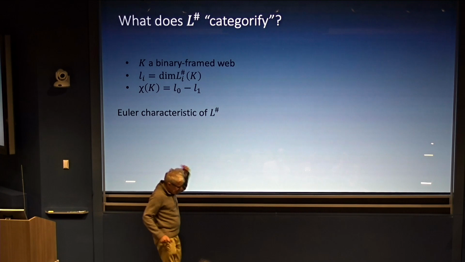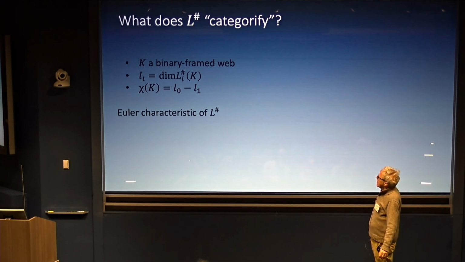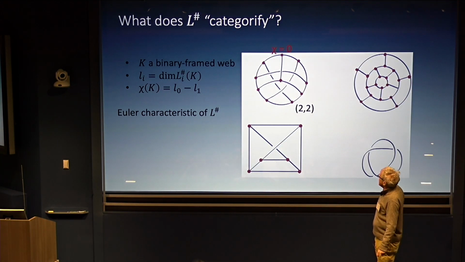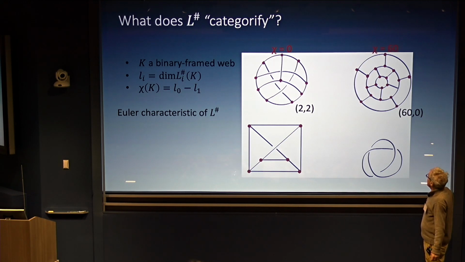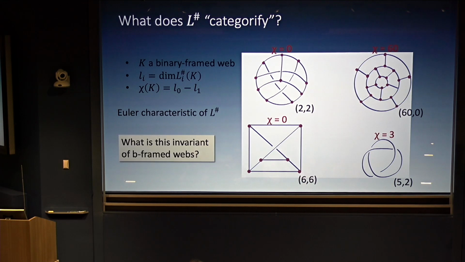Because there are 2 Betti numbers, even and odd, we can take the difference, and that's the Euler characteristic of L-sharp, L0 minus L1. From the examples we've already seen, for the Petersen graph with that embedding, it's 0, 60 for the dodecahedron, 0 for this embedding of K33, and 3 for this trefoil knot. So this number is an invariant of binary framed webs, and we can ask what it is. It's just some integer.